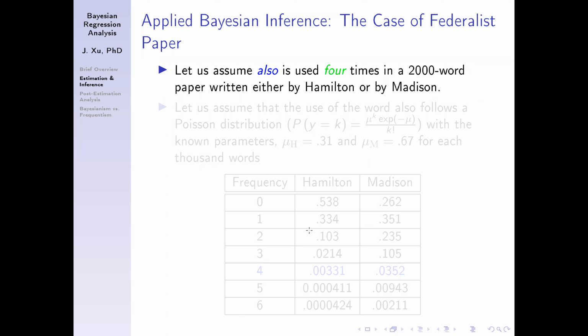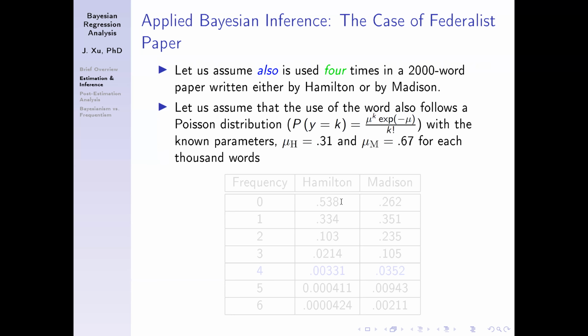So here, let me just talk about a very simplified example taken out of the book to illustrate how to apply Bayesian inference and simple Bayesian estimation. Okay, so let's assume the adverb "also" is used 4 times, only 4 times in a 2,000-word paper written either by Hamilton or by Madison. And let us assume the use of the word follows a Poisson distribution, because that is a count, right? People say, well, why Poisson distribution?